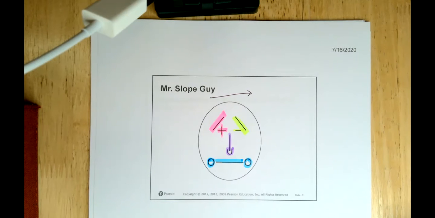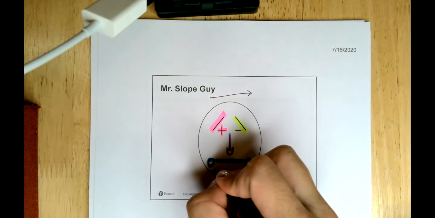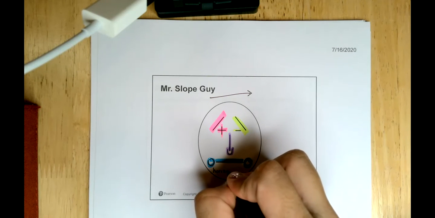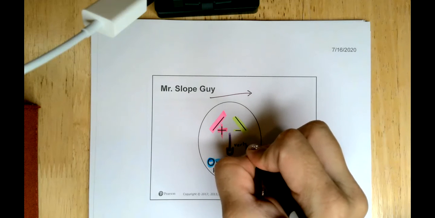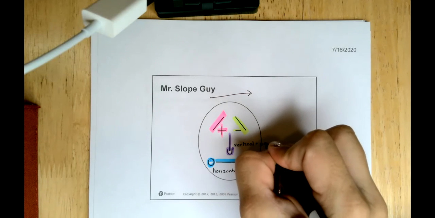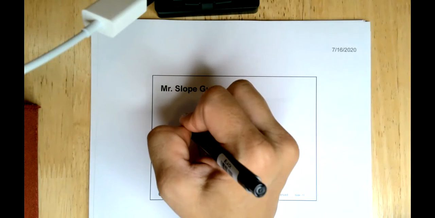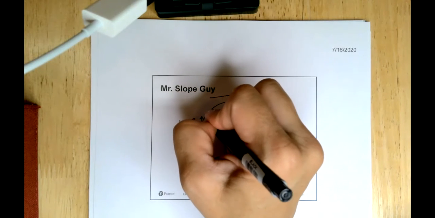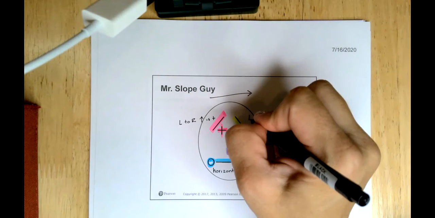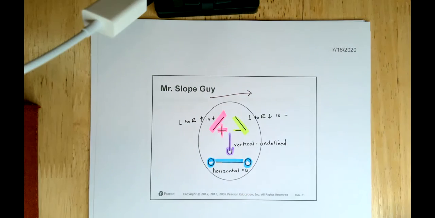Okay, so this is just to help you remember that: horizontal is 0, vertical is undefined, up from left to right is positive, down from left to right is negative. Okay, that's Mr. Slope Guy.